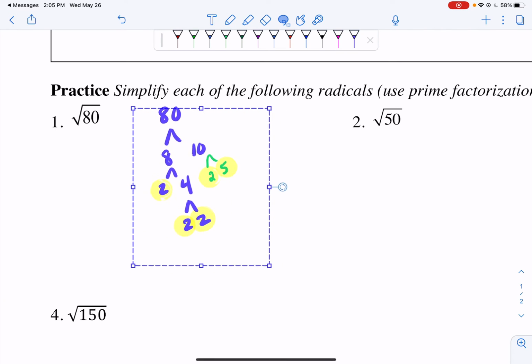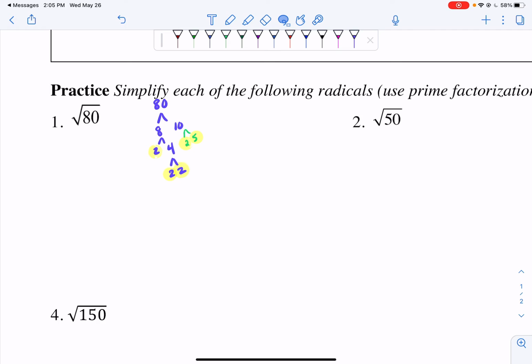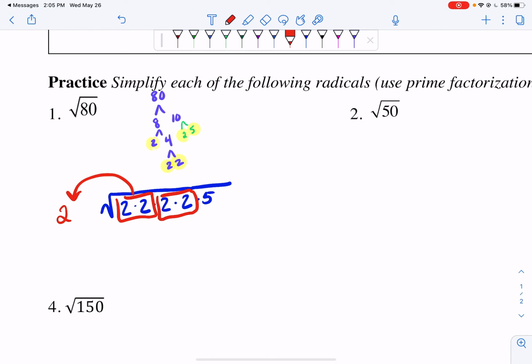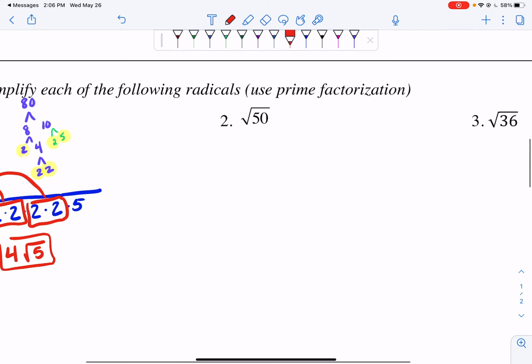Now, all these numbers, I rewrite under a radical, just like this. So I have 1, 2, 3, 4 2's. And then I have a 5. I need to ask myself if I have any doubles. And if I look, I do have some doubles. I've got a double 2. So that becomes single on the outside. I've got another double 2. And that becomes a single on the outside. And then I'm just left with a 5 on the inside of my radical. So what's 2 times 2? It's 4. So I'm left with 4 radical 5 as my final answer. Try to do the next one all by yourself.